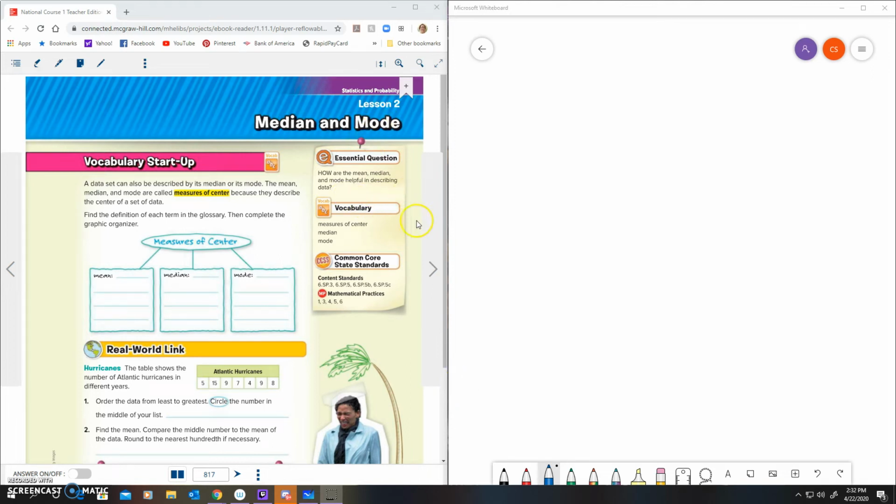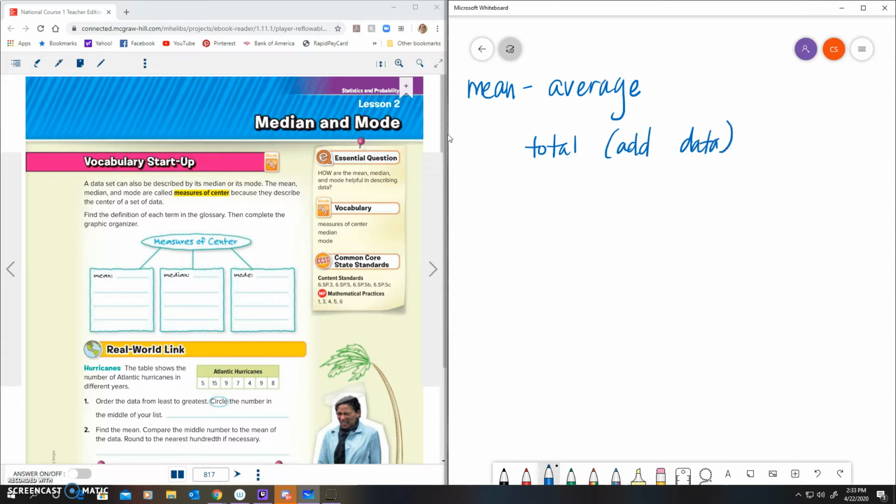So this is Chapter 11, Lesson 2, Median and Mode. I just want to look at this beginning part here, mean, median, and mode. We've already looked at mean. So if we look at that right now and we just define mean, mean is an average, okay? And you take the total, which means you add all of your data, and then you divide it by the number of data pieces, right? And that gives you an average.